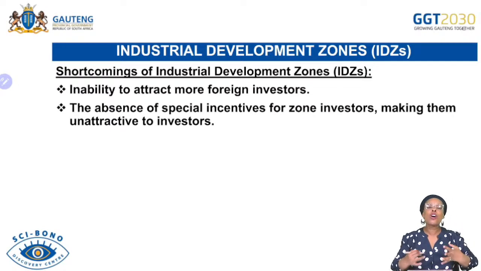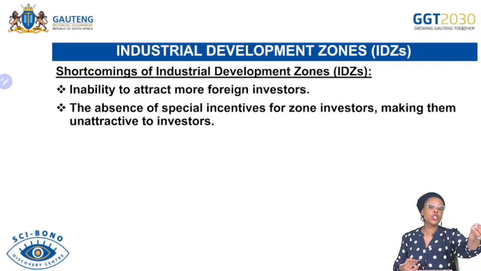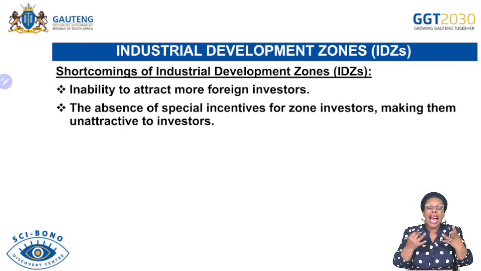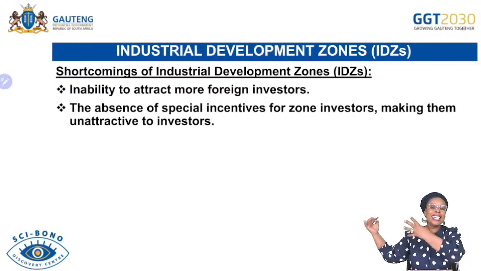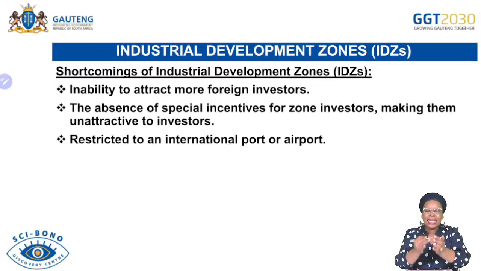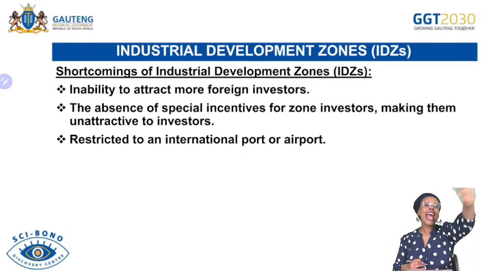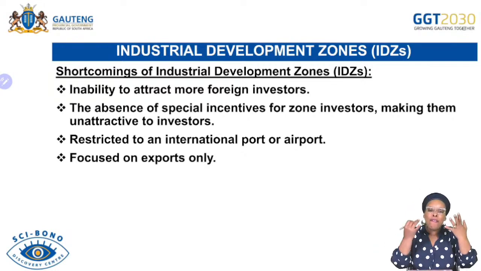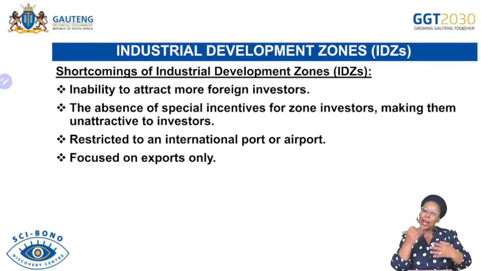Number two, why? Because the financial benefits that were offered to investors were not attractive. They only gave them the benefit to import raw materials free from import duty and to export free from export duty. That was not attractive enough for investors to move their industries to where an IDZ is located. Another thing, they were restricted to an international airport or port. You couldn't start an IDZ anywhere where there's no port or international airport. And they only focused on exportation, they were not focused on the domestic market.